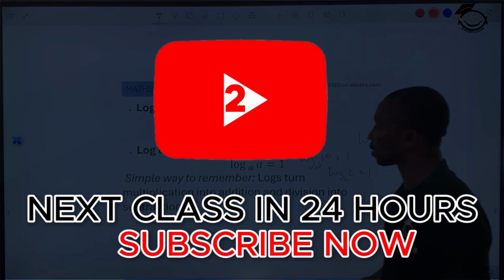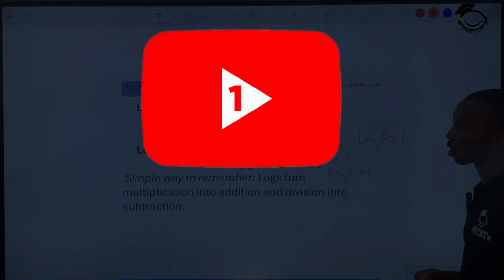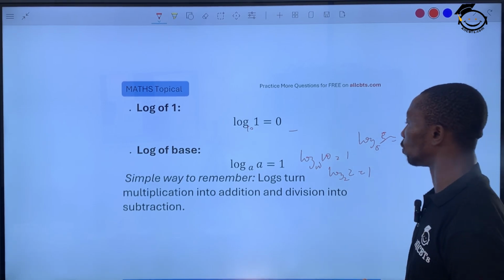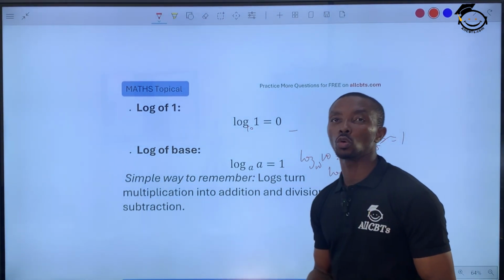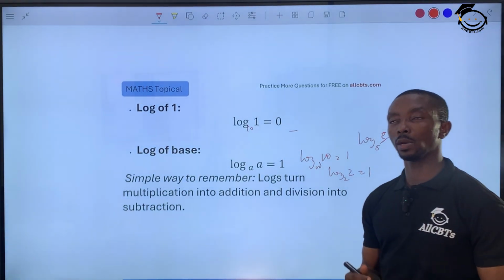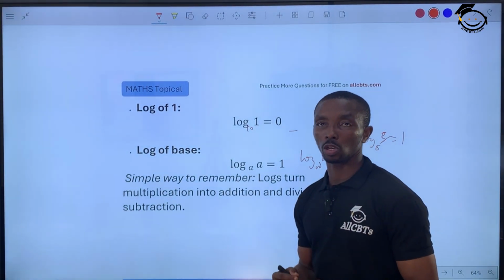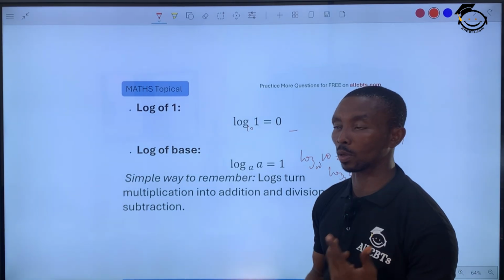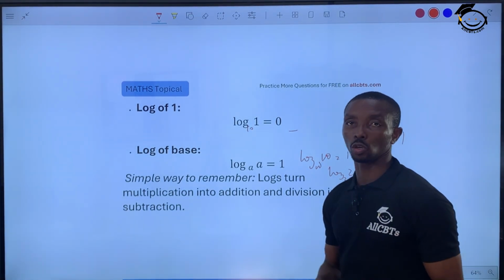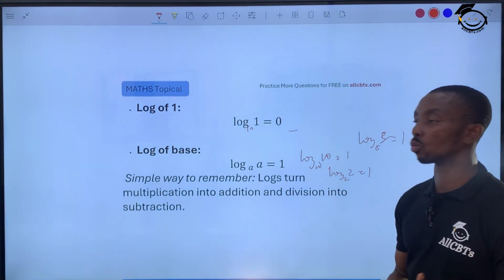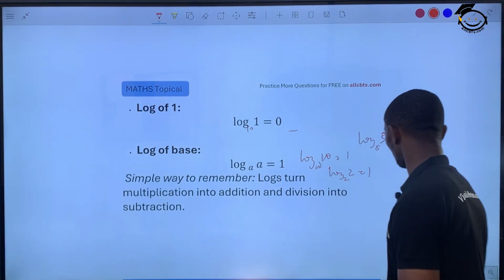A simple way to always remember is that log turns multiplication to addition and division to subtraction. So bear in mind that in your log, multiplication turns into addition, and division turns to what? Subtraction.